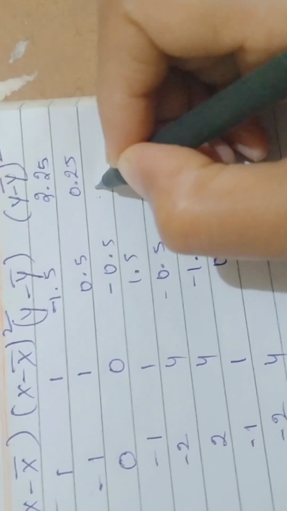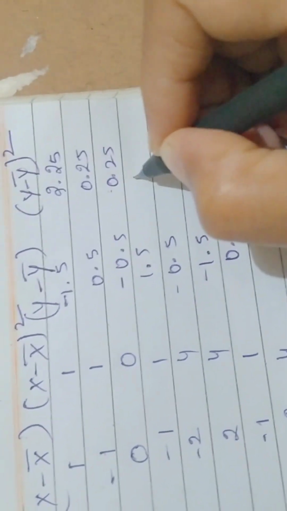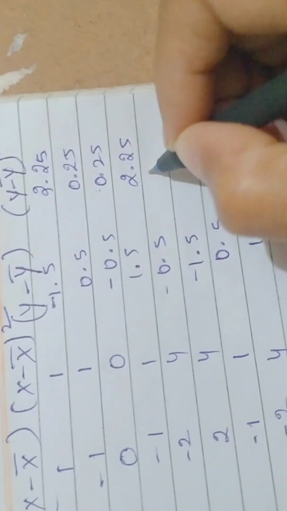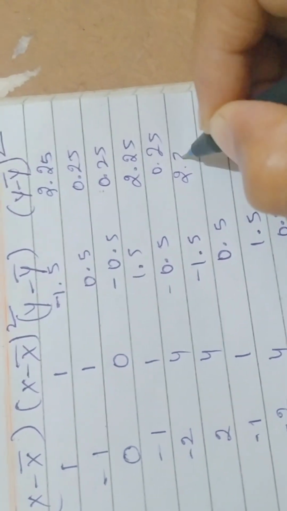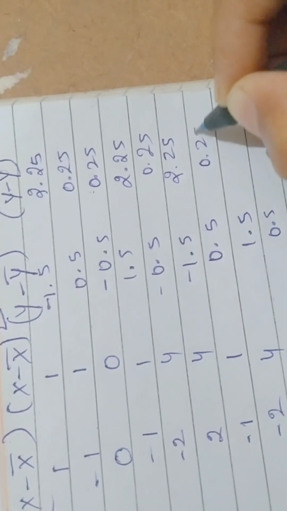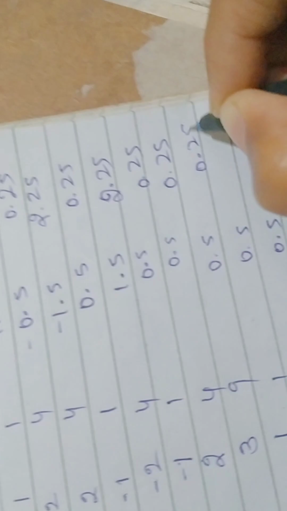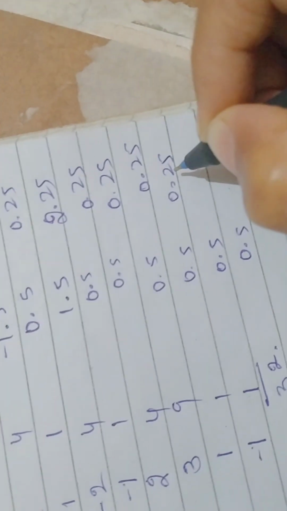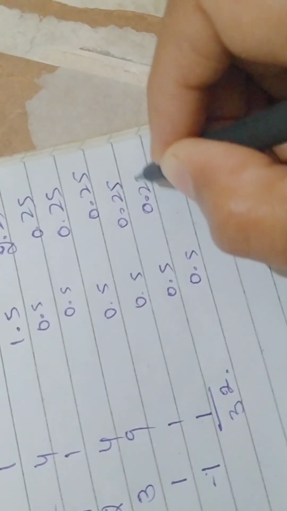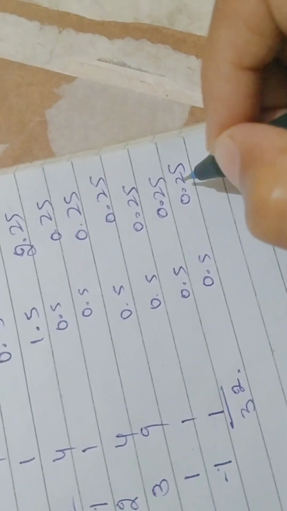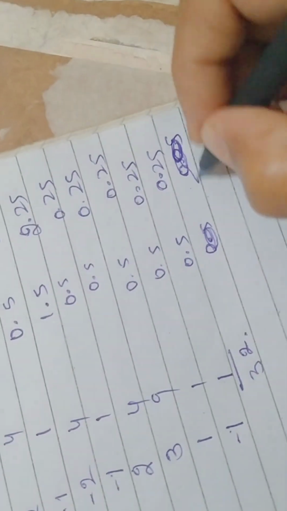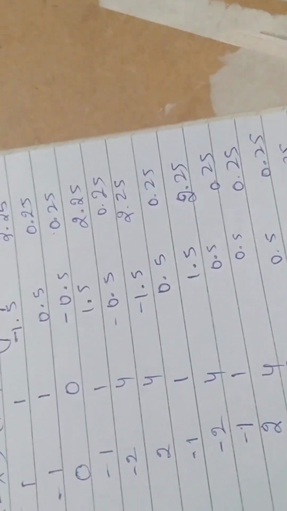Similarly 0.25, like that, 0.25, 2.25, 0.25, 2.25, 0.25, 2.25, 0.25, 0.25, 0.25, 0.25, again the same 0.25, 0.25, 3. At the last, we have to add all these values, and we need to keep the result here.